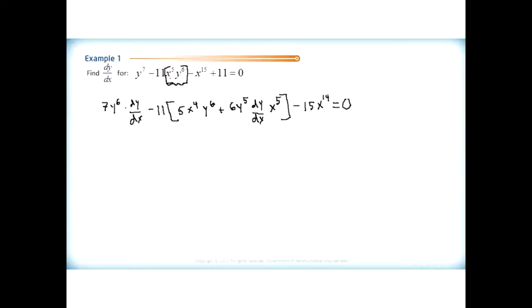Next step in implicit differentiation. If you can get through that, that's the hardest part. All we do from here is just tidy it up. So how do we tidy this up? Well, what we're going to do is simplify everything here with the brackets first.